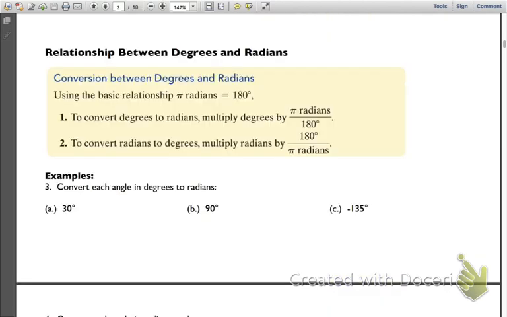Now, kind of the last two things. One is the relationship between degrees and radians. So you're going to be given a degree and you're going to write this in terms of a radian. So if you go from degrees to radians, you're going to multiply whatever your degree measurement is by pi over 180. Okay? I'm going to give you a hint.